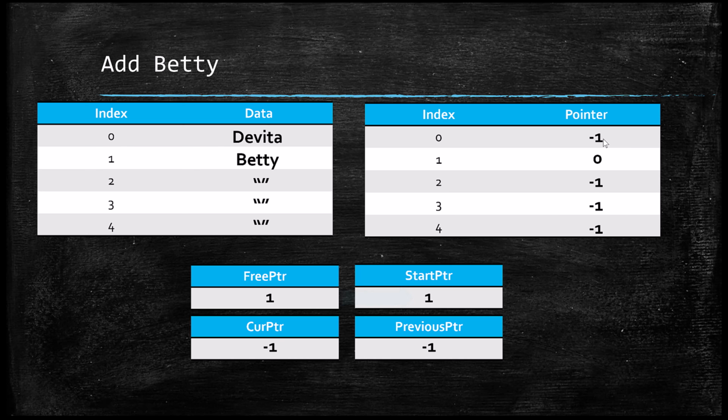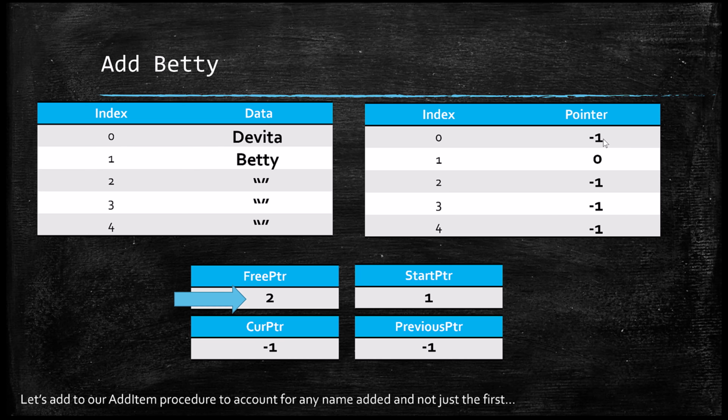The last thing we need to do is update that free pointer because Betty just took index 1. So what's my next available index? It's not going to be 1. It's going to be index 2. So let's add to our add item procedure to account for any name added and not just the first name.